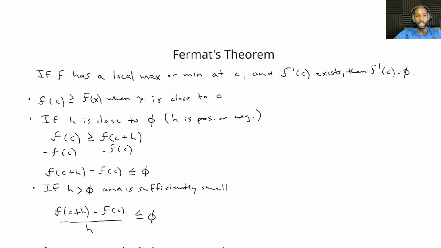Fermat's theorem was that if you have a local maximum or minimum at point C and f prime of c exists, the derivative exists at that point, then the derivative is going to be equal to 0. Okay? All right. Very good.